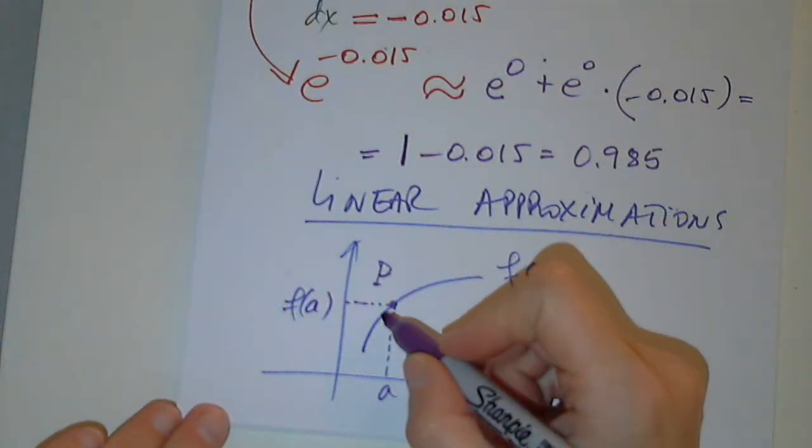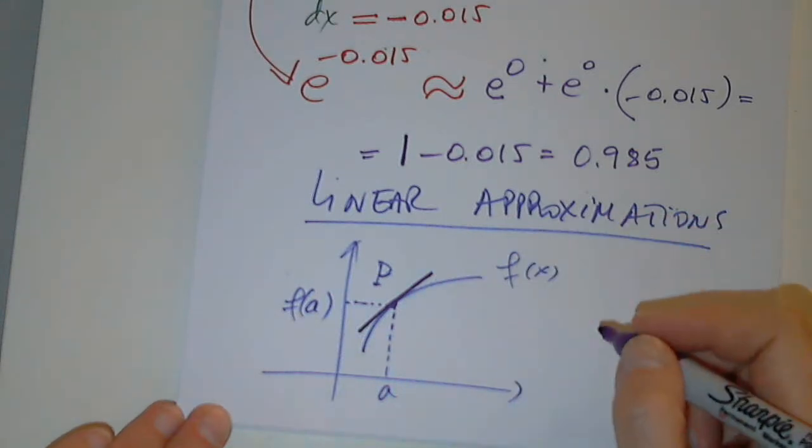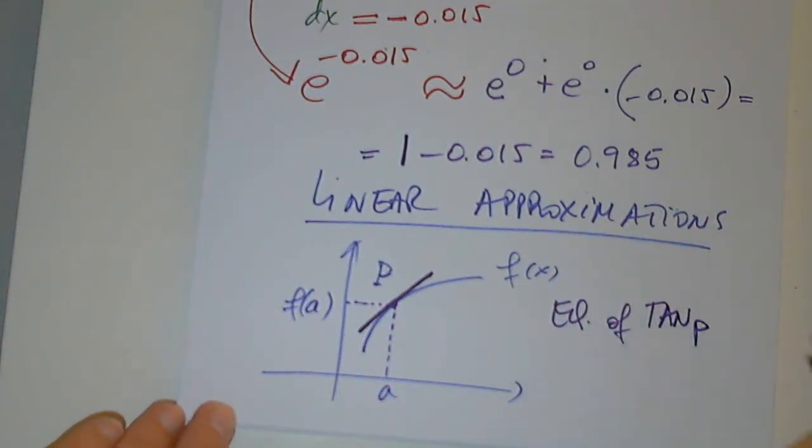Good. I'm going to draw a tangent line. I want the equation of the tangent at P. How do I determine the equation of this tangent at P? I need two things. I need the point and I need the slope. And then I'm in business. I can determine the equation of the tangent. Okay, do I have the slope? Do I have the slope of the tangent at P?